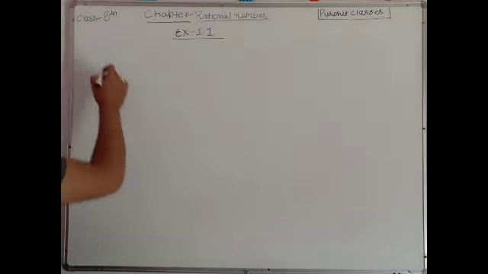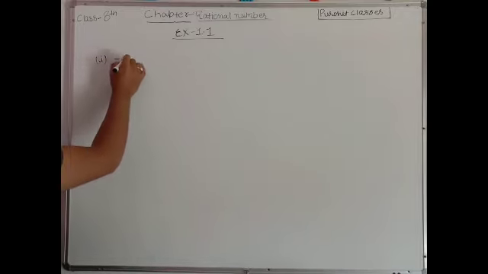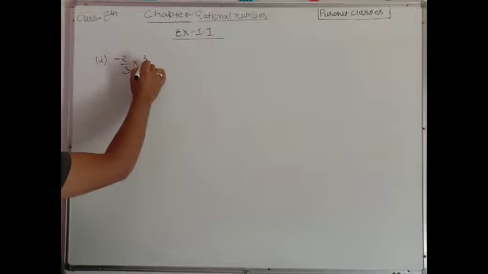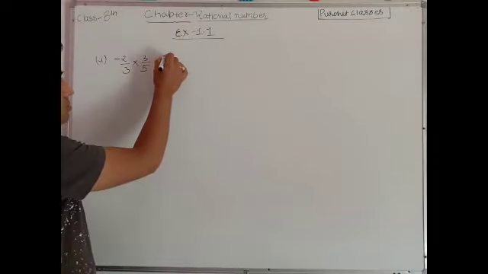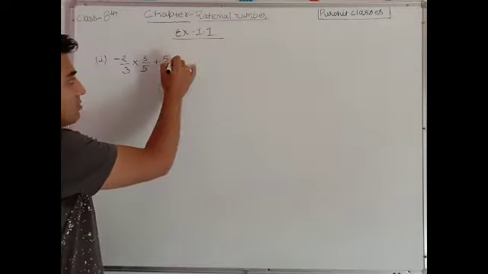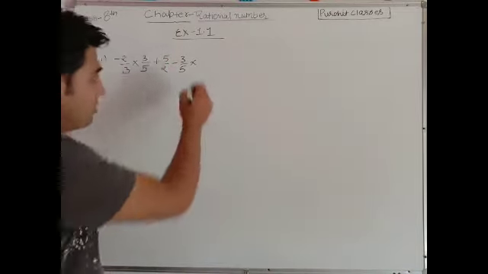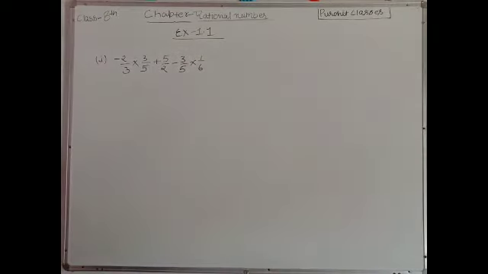and first part, look at what is given: -2/3 times 3/5 plus 5/2 minus 3/5 times 1/6. Understood? Okay, so now let's see.